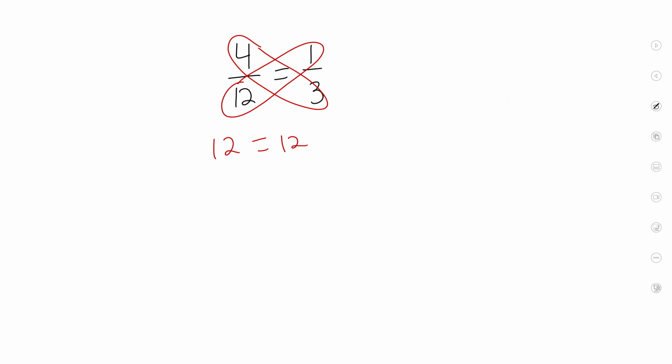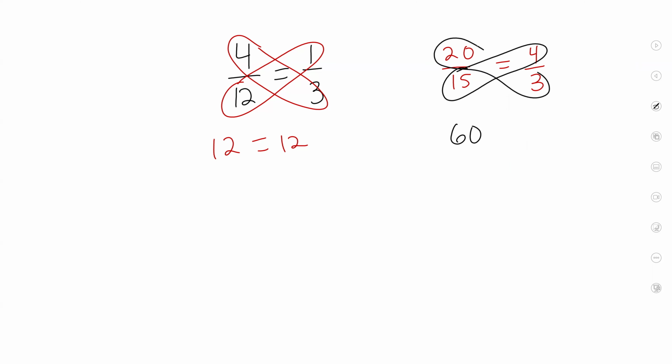Let's do another example. Let's say I have 20 over 15. How can we simplify this? By 5. So if you divide this by 5, this by 5, we get what? Well, let's see if you did this correctly. Let's cross multiply and check. What's 15 times 4? 60. 60, good. 20 times 3? 60. Okay, we got the same number.